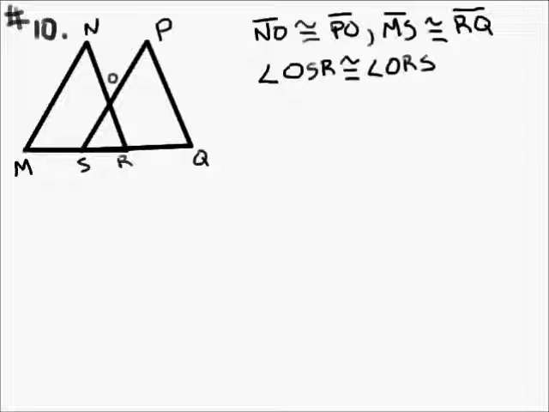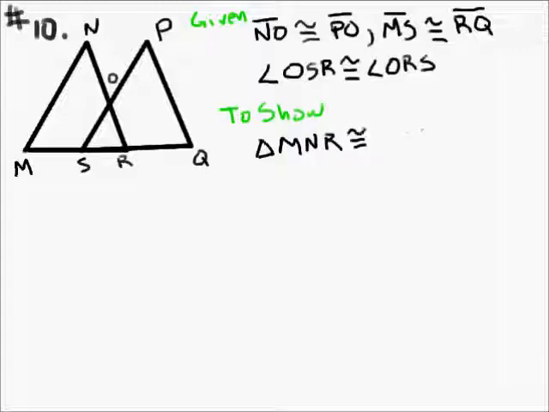And again, this is what we are given. So we'll take a note of that. Say given. And remember, we're looking to show that triangle MNR is congruent with triangle QPS. Okay.